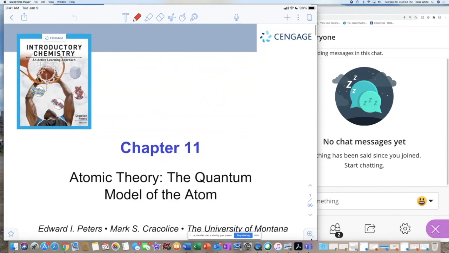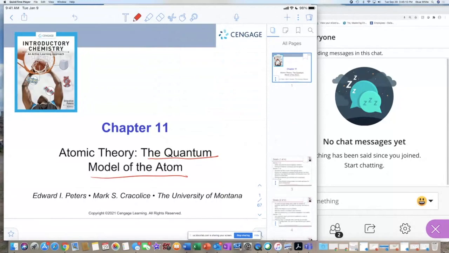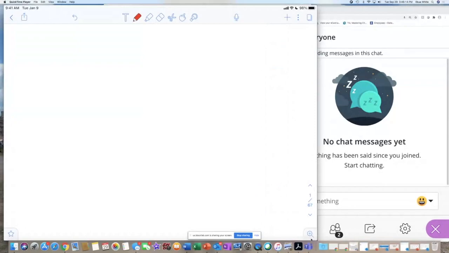Okay, chapter 11. In chapter 11, we're talking about the modern atomic theory, where we're going to be looking at the quantum model of the atom. But to quickly recap, before we get into the quantum model, I want to review the other three models we talked about so we can see where we're picking up from. So before we got to this section, we talked about three models.